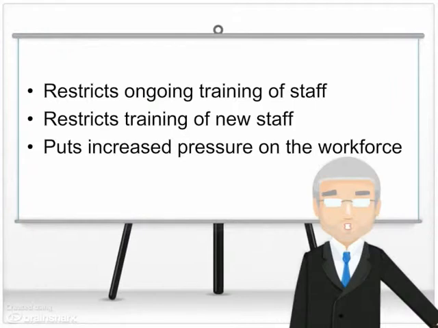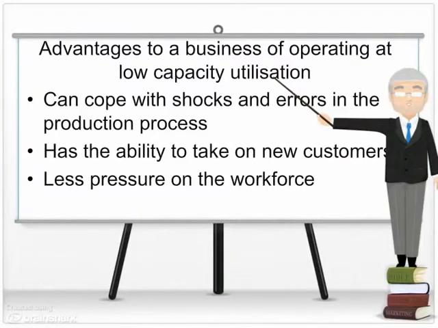The advantages to a business of operating at low capacity utilization are: working below the potential capacity that a business is capable of is a waste of resources. For example, if a business buys a printing machine that can print 10,000 leaflets an hour and operates at 5,000, it makes little sense. You might ask the question, why not buy a cheaper machine that can only print 5,000 an hour? However, working at low capacity does have some advantages.